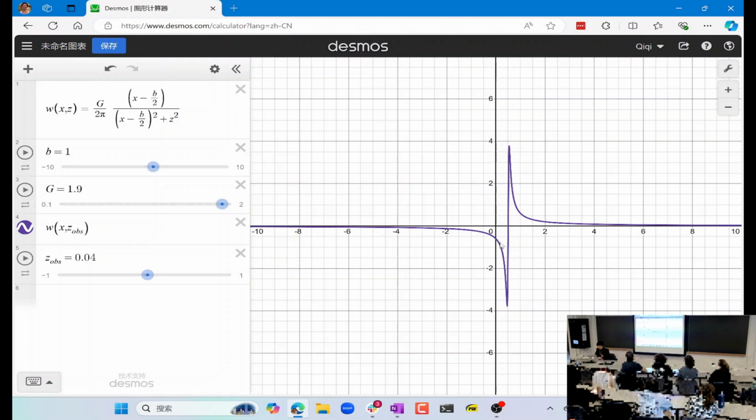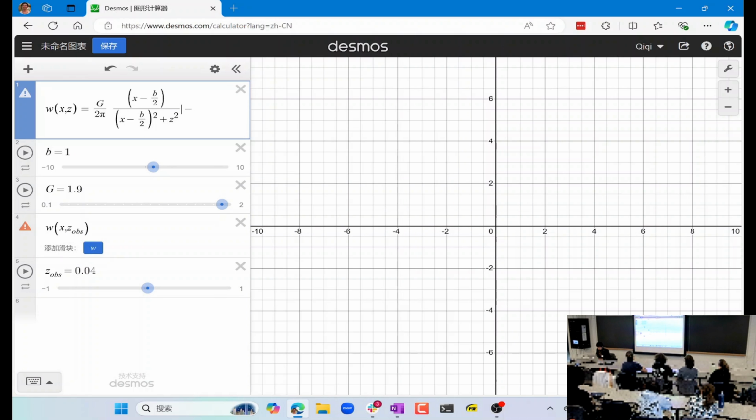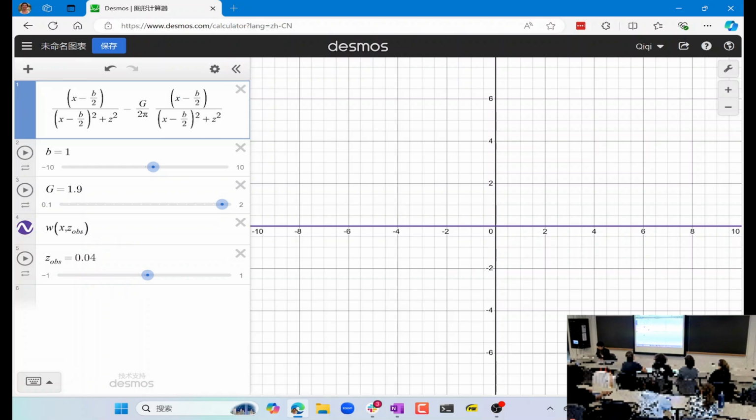Okay, let me then add the other vortex. So minus, because my g is negative, and instead of minus a, so instead of minus b over 2, I'm going to minus b over 2, which is plus b over 2, right?